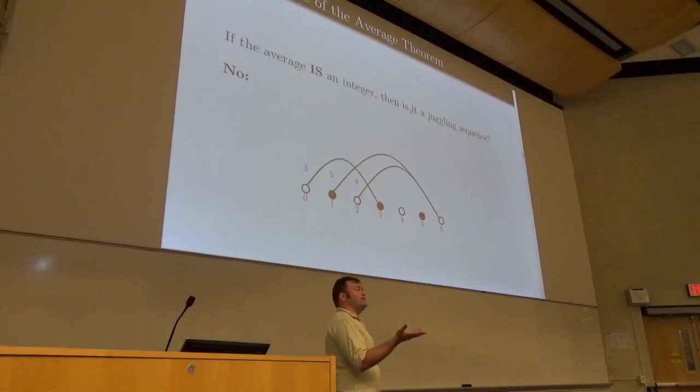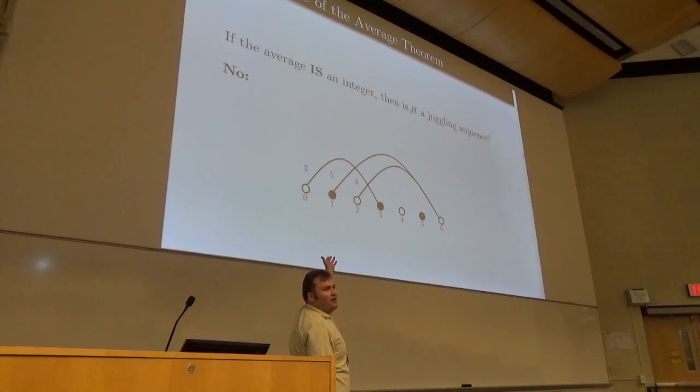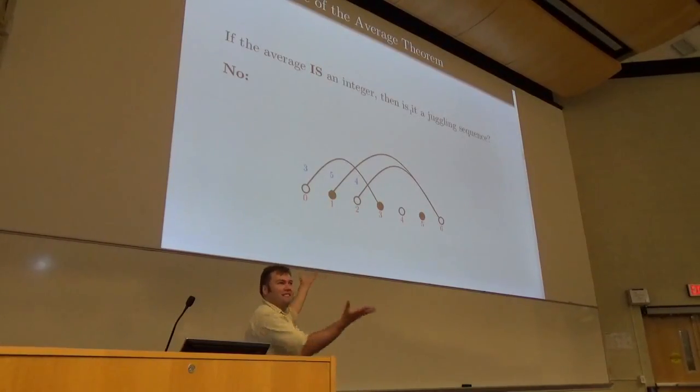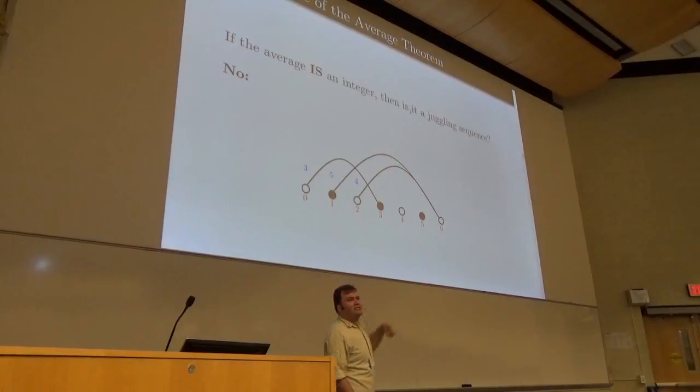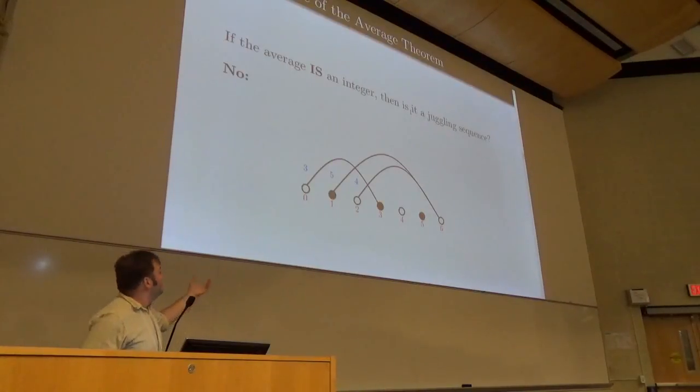And remember, we had a rule that said you're not allowed to have collisions, right? Okay, and then what's the average of this? Well, 3, 5, 4, is that 12 over 3? So if that was a sequence, it would be a four-ball sequence, but it's not, right, because you have this collision here, okay? All right, so the converse is not true, but is there a way to fix it?